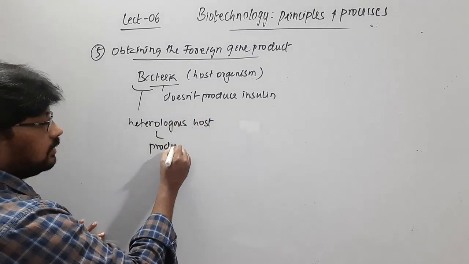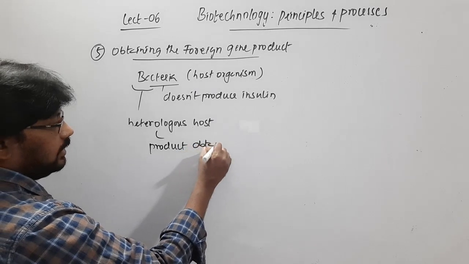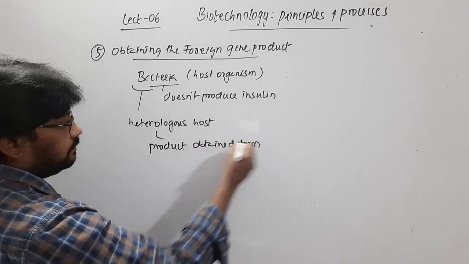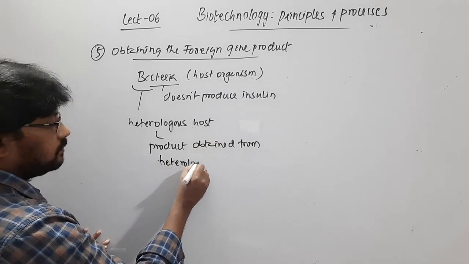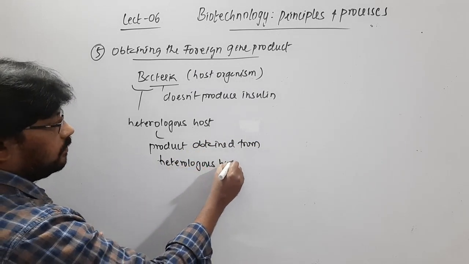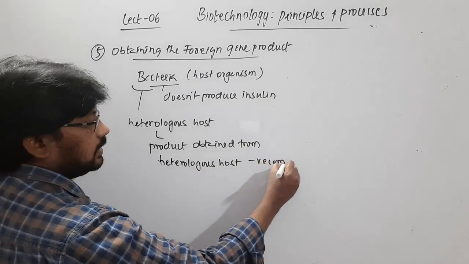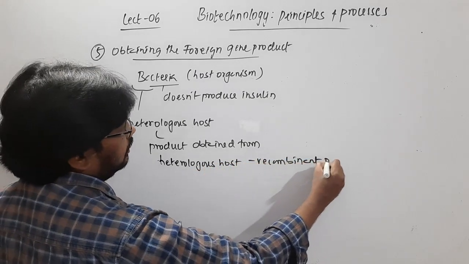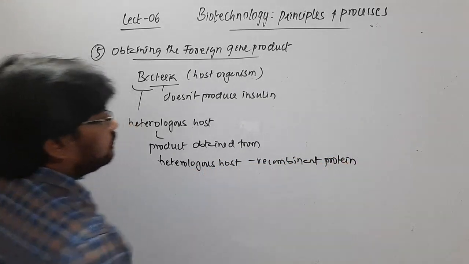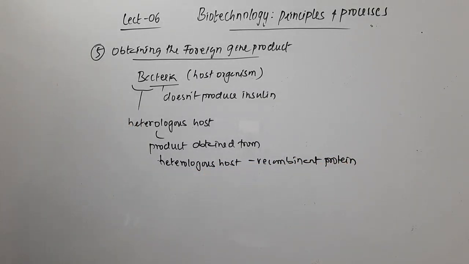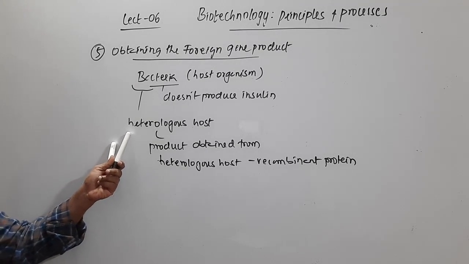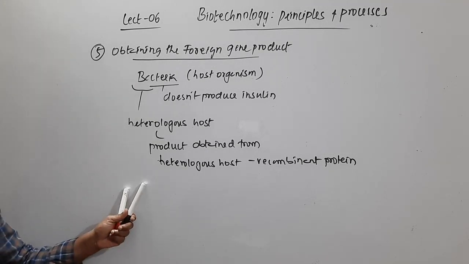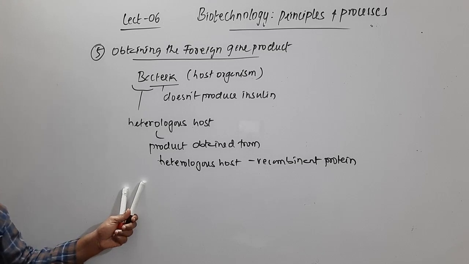So the product obtained from a heterologous host is what I say the recombinant protein. Okay, I hope these two terms are clear, the heterologous host and the recombinant protein.